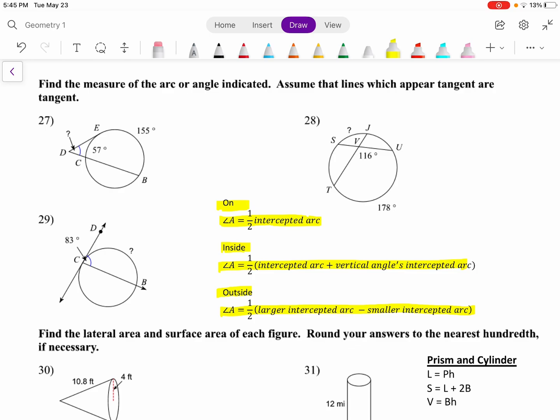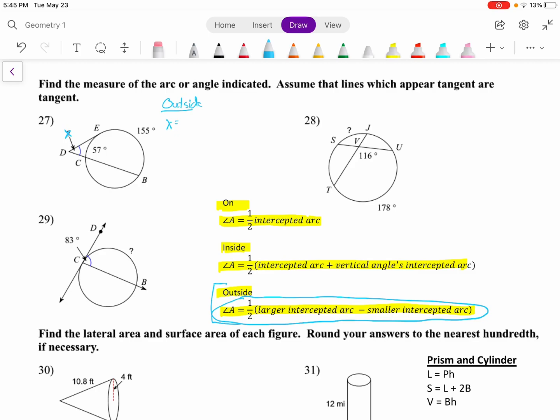So number 27, where is the vertex? The vertex is outside the circle. So outside, which means we are going to use the outside formula. So I'm just going to be looking at this formula and filling in what I know. So it starts with the angle. Do we know the angle? No, that's the question mark. I'm going to change that to an X because I prefer an X. So the angle is X.